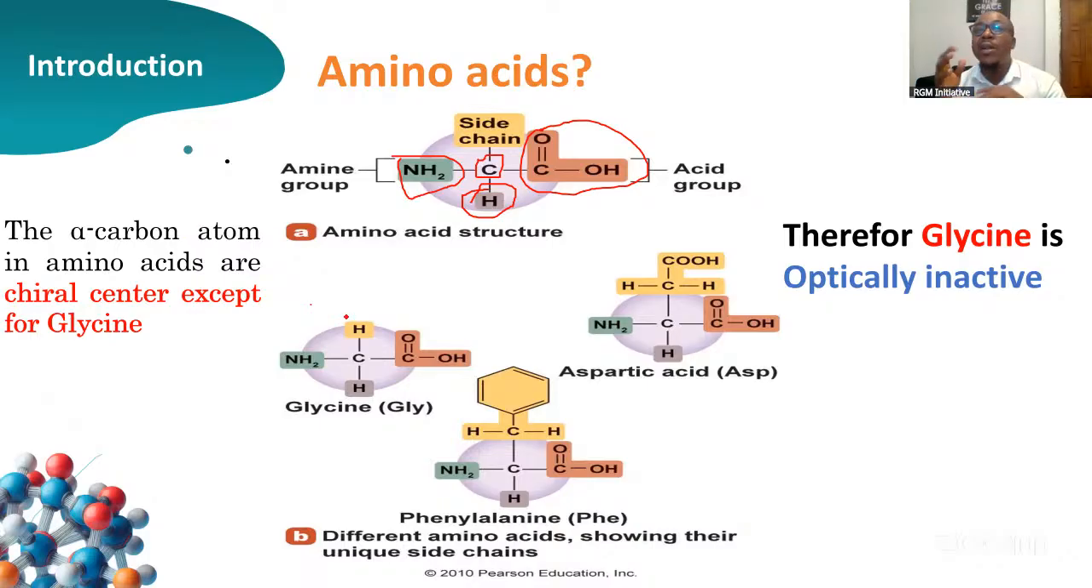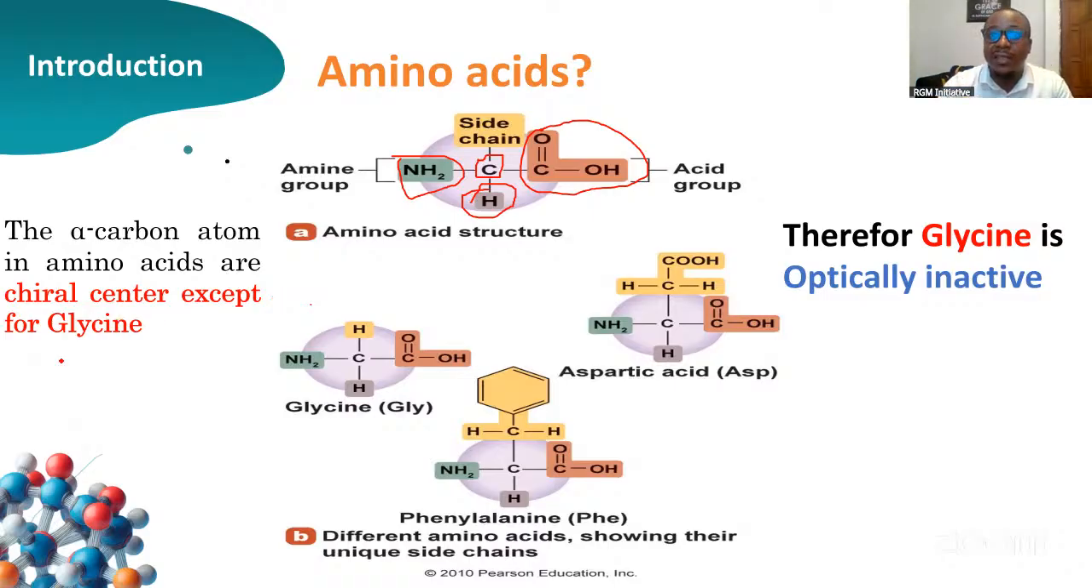So the alpha carbon atoms in amino acids are chiral, except for glycine. Glycine is the only amino acid that is optically inactive. In the next slide, I will show you what optical activity is. Now, how do we describe a chiral center or an asymmetric center? A chiral center is a center that has 4 different groups or functional groups attached to a particular carbon atom.